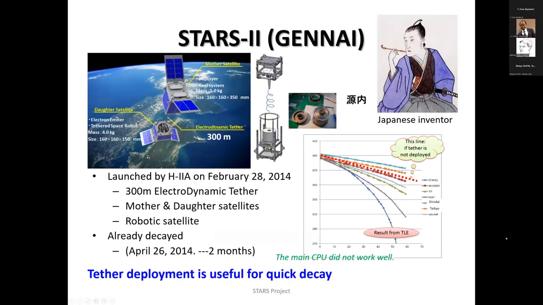And this is a second satellite named STARS-2. The nickname is Genai. He is also in Kagawa. This satellite was launched by an H2A rocket on February 28, 2014. And this satellite had a 300 meter electrodynamic tether, and also mother and daughter satellite and robotic satellite. This satellite has already decayed.